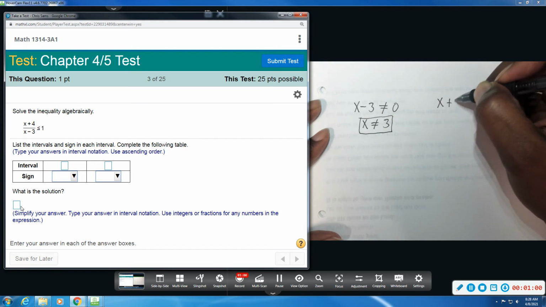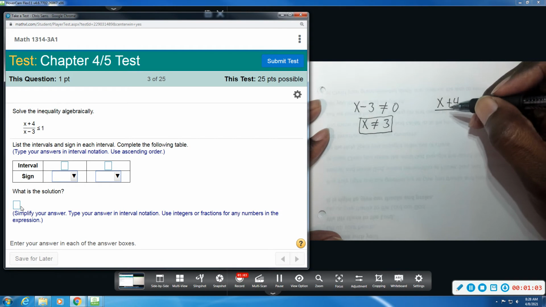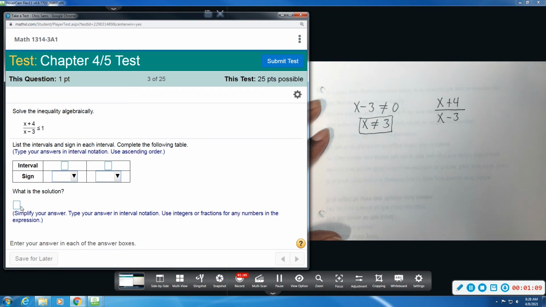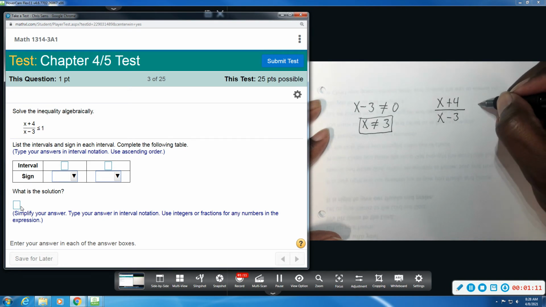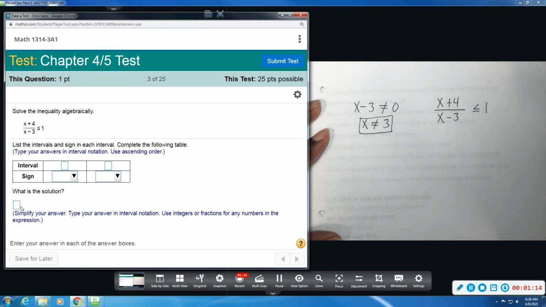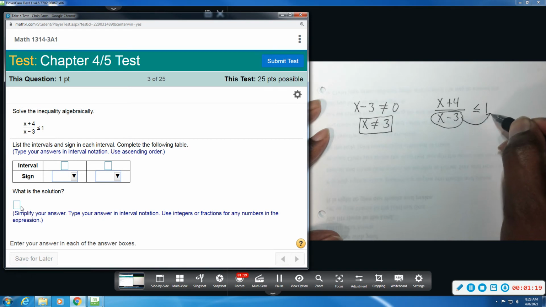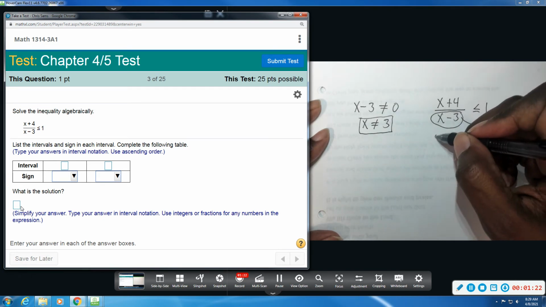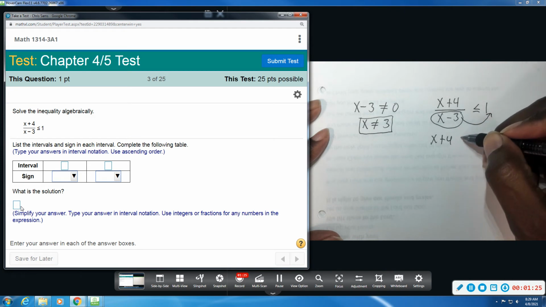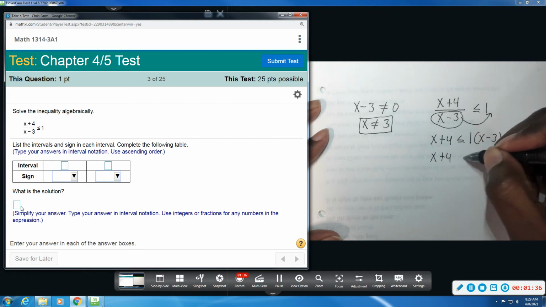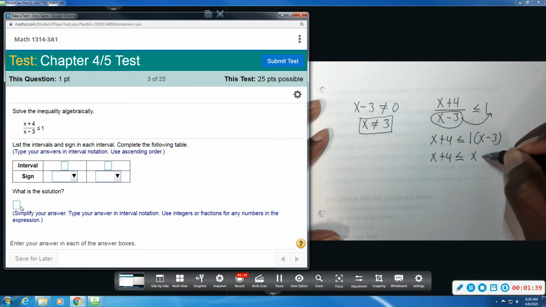So x plus 4, and then on the bottom you have x minus 3. And so this is less than or equal to 1. So the way we find the critical value for the numerator, we're going to take this and multiply it over here to this side. So we're going to have x plus 4 less than or equal to 1 times x minus 3. All right, so 1 times anything is itself. So we're going to get x plus 4 is less than or equal to x minus 3.